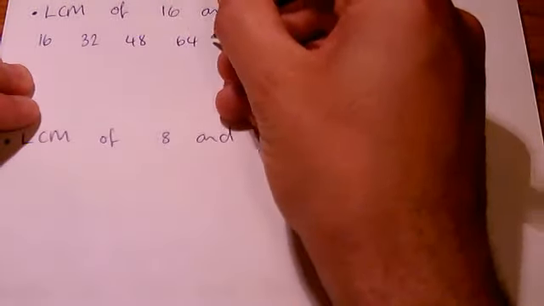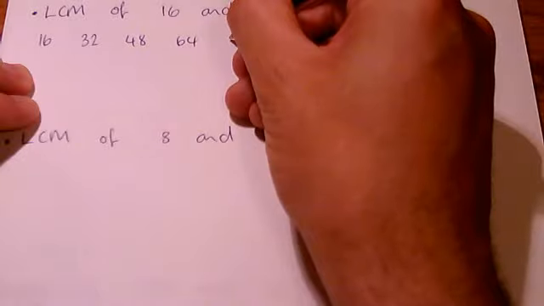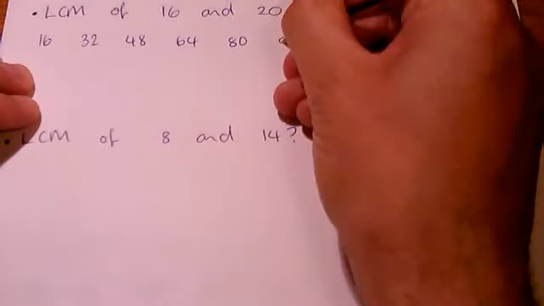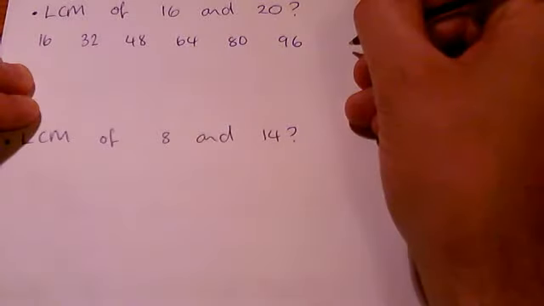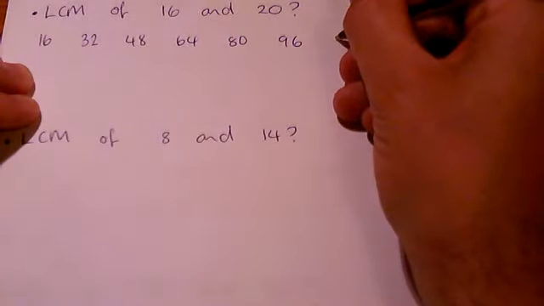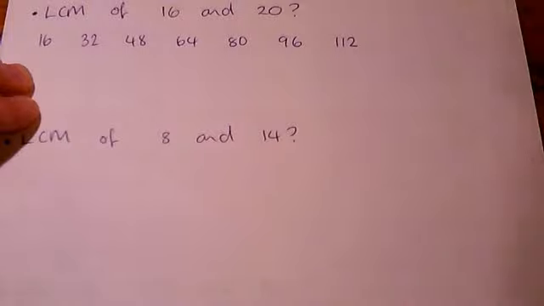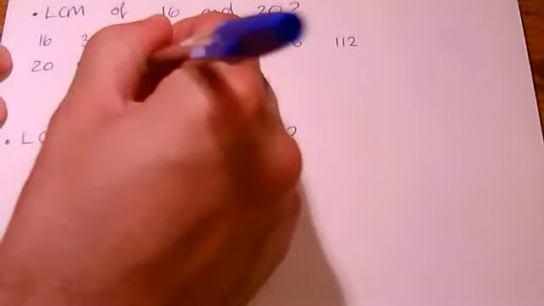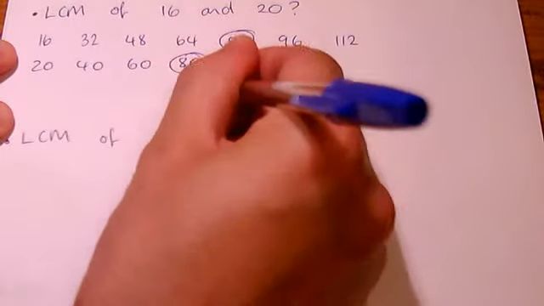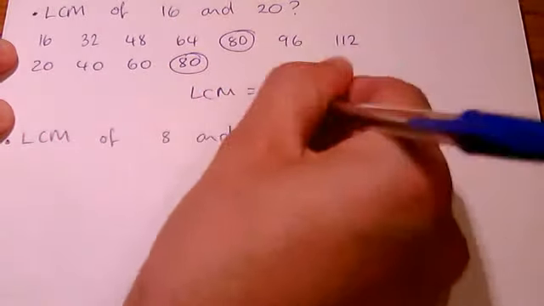what's next? 64, and then it must be 80. 96 plus 16, what's that going to make? 112. Okay, and then if we go up in 20s, we get 20, 40, 60, 80. There it is. Okay, so the least common multiple is 80 in that case.